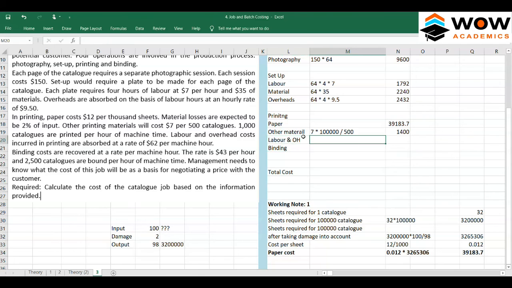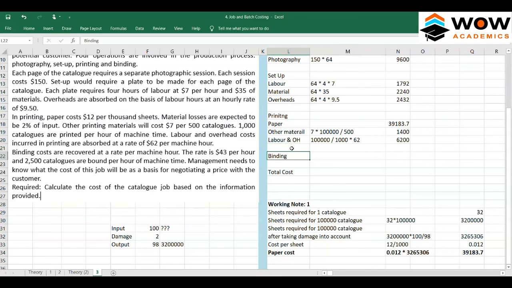So they tell that totally they produce 1 lakh catalogs, and 1000 catalogs are printed every hour. If you divide like this, you will get the total number of hours. Total number of hours would be 100 hours. 100 hours is used in this printing, and for every hour we have to pay 62. If we do this, we'll get the other charges. That comes to 6200.